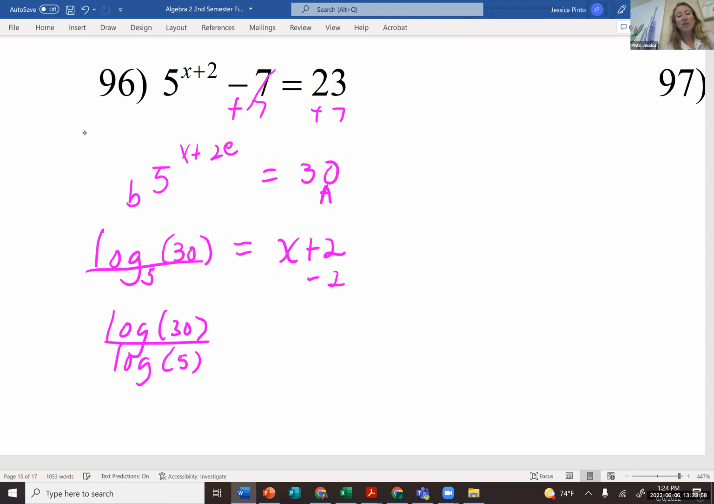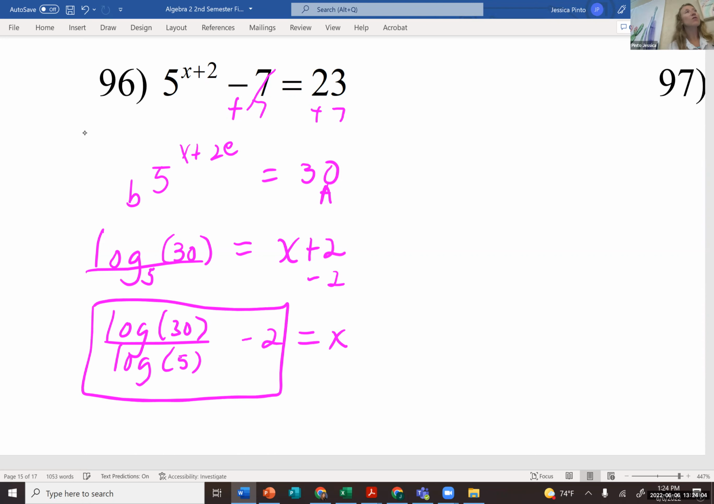So when I subtract 2, I get my final answer for x. This is the exact form. In order to go further and get a decimal approximation, you'll need to use your calculator. If you don't have your calculator out, I suggest that you get it out right now to remember how to use these formulas. I'm getting mine.